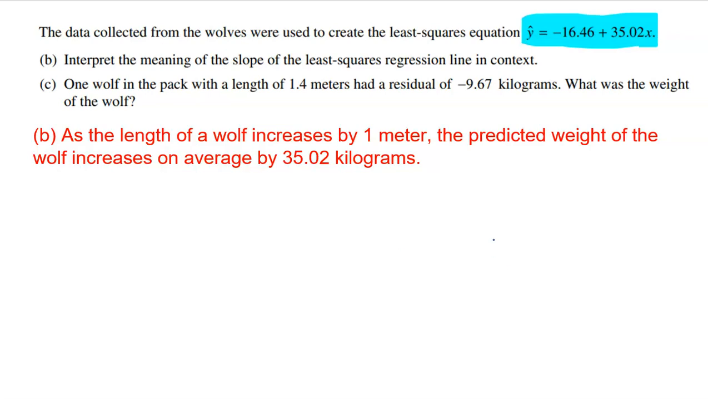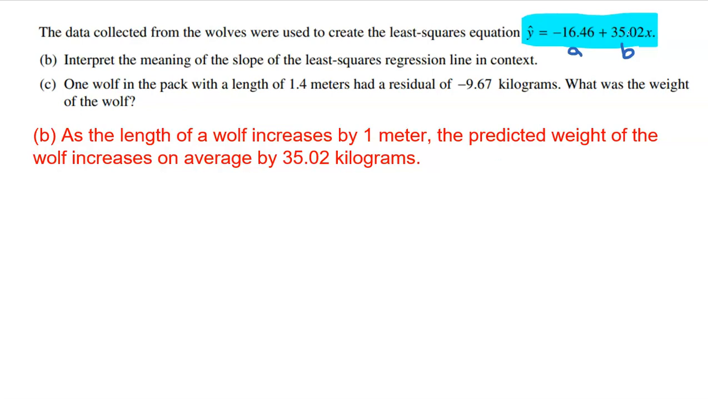So we have two numbers here. First, in alphabetical order, is a, that is the y-intercept. That's what happens when a wolf would be 0 meters long. We would predict its weight to be negative, which doesn't make a lot of sense here. Could be because of extrapolation, no big deal. And then we have the, not necessarily more important number, but a pretty important number here, which is the slope of this equation. That's the constant rate we were referring to earlier when we said that it was linear. All right, so part B wants us to interpret the meaning of the slope of the least squares regression line in context.